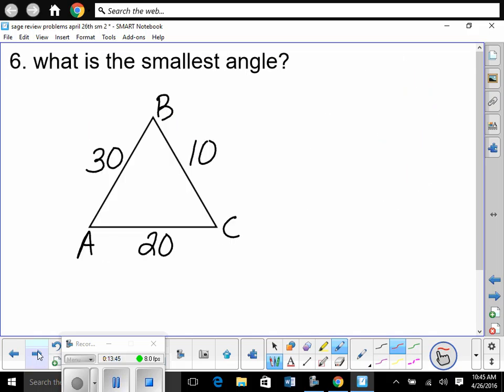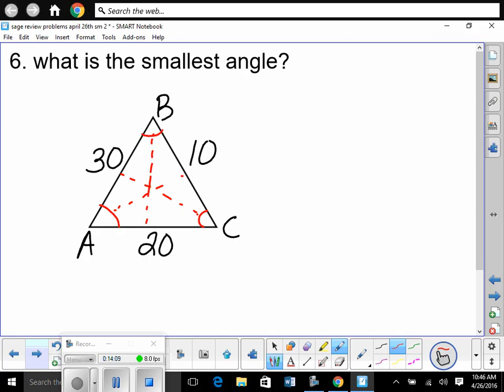So it says, what is the smallest angle? So remember, triangles or any figure really, but triangles in specific, they have angles that correspond to the side across from them, right? So is angle A across from side A? And angle C is across from side C. So isn't this side C? And angle B is across from side B.